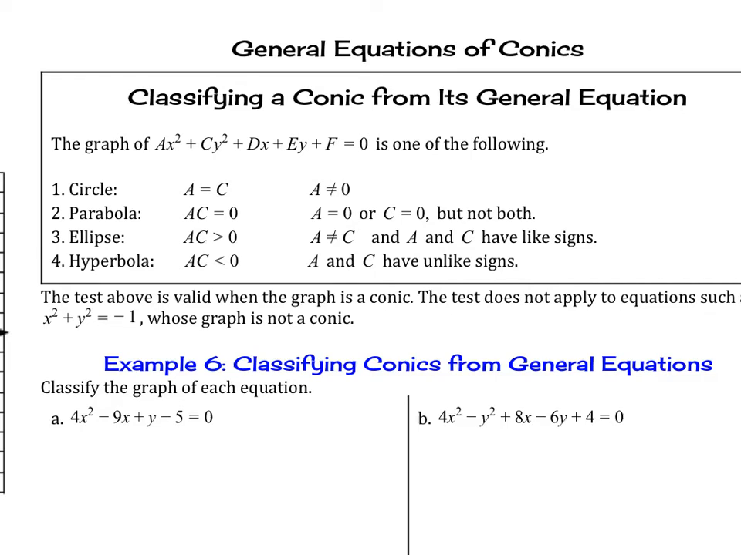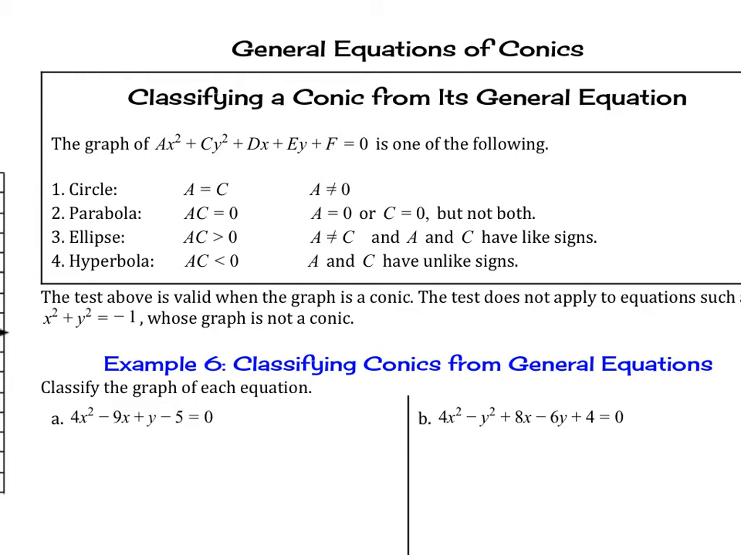So now we're going to classify conics from its general equation. The graph of ax squared plus cy squared plus dx plus ey plus f equals 0 is one of the following. If it's a circle, we get a equals c. If it's a parabola, a times c equals 0. One of them is 0, but not both of them.